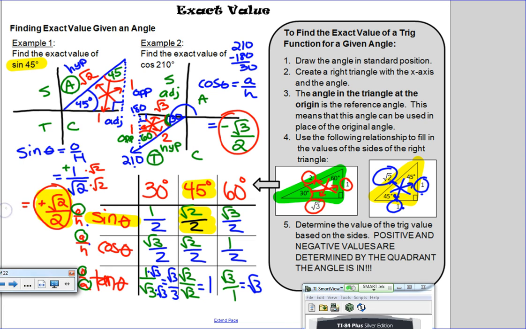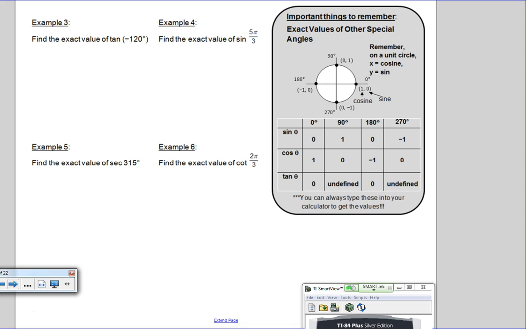To do the cosine of 210, you still would have to draw it out and you would still have to figure out that you're using a 30-degree angle. But once you do, you would go to now cosine, you would go to the 30, and you get that value. And there it is. And then all you have to do is figure out that it's negative because you're in quadrant 3 and cosine is negative. So it's definitely a lot easier to find the values that way than to do all the sides of the triangle.